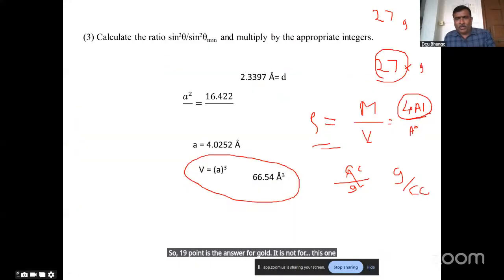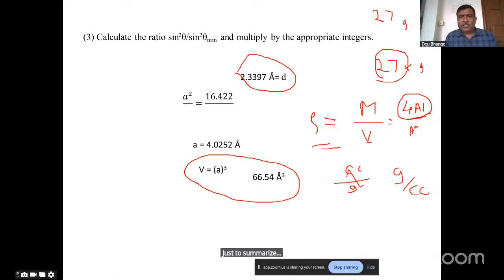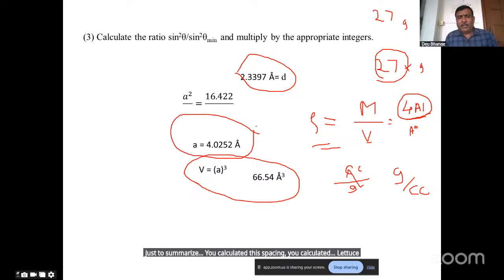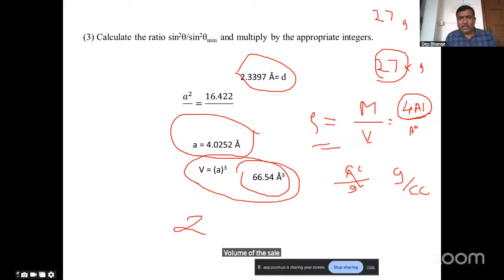So what we have obtained from XRD, you can see that. Just to summarize, you calculated the spacing, you calculated lattice size A, that is the length of the cell, you calculated the volume of the cell, and at last you calculated the density. Density is 2.7 something. You have calculated the HKL values also.